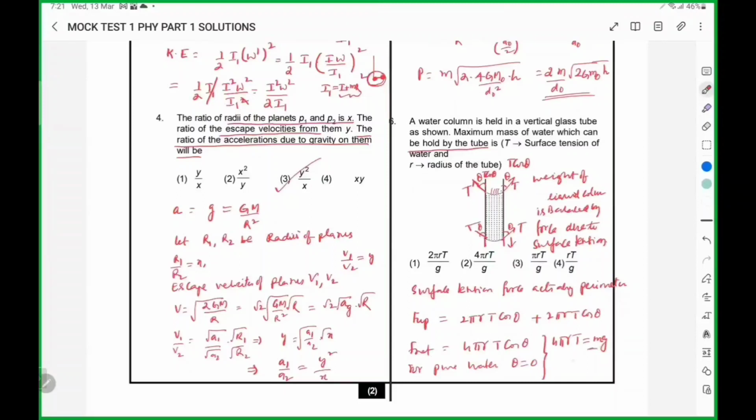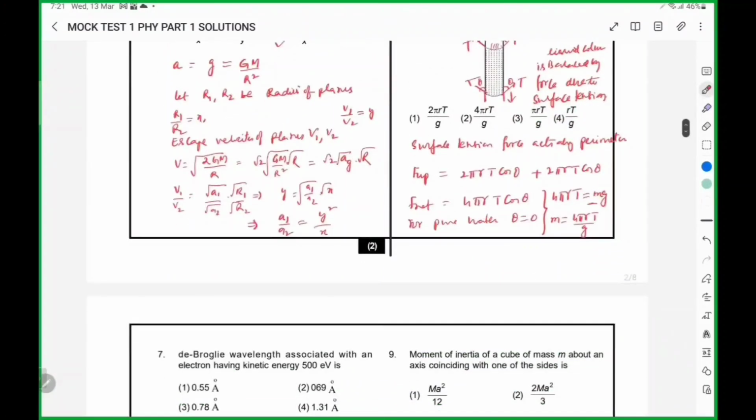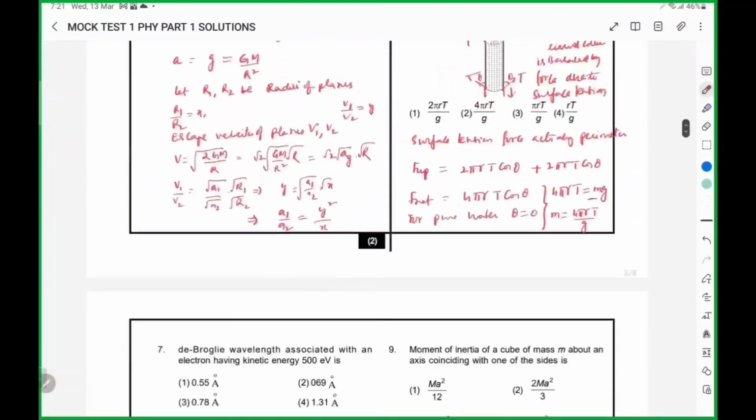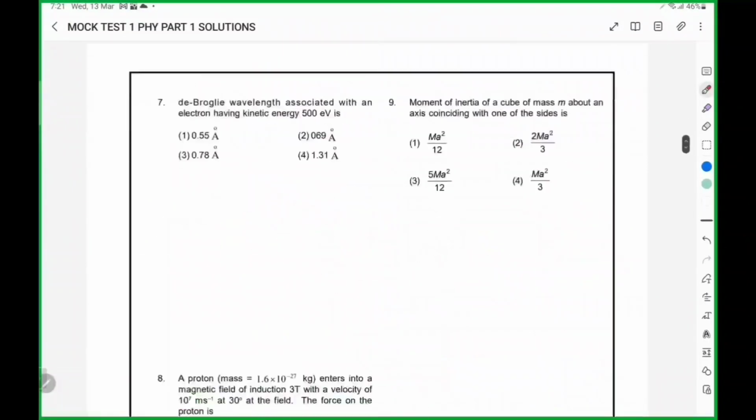So maximum mass means 4 pi r T by g. So maximum mass, since cos theta is 1, so the second option is correct. Here it is.